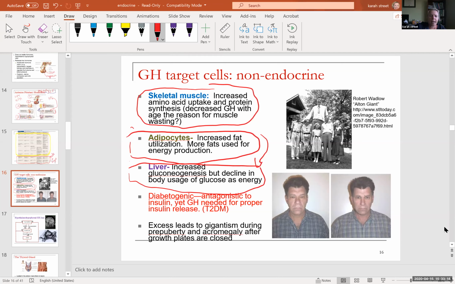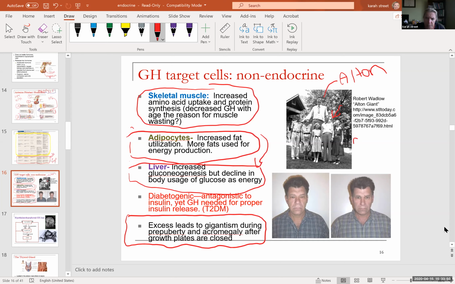If you have an excess amount of growth hormone released by the anterior pituitary before the epiphyseal plates close, it can lead to gigantism. Here is the Alton Giant. His father right here is 6 foot something tall. Look how much taller his son is over him.